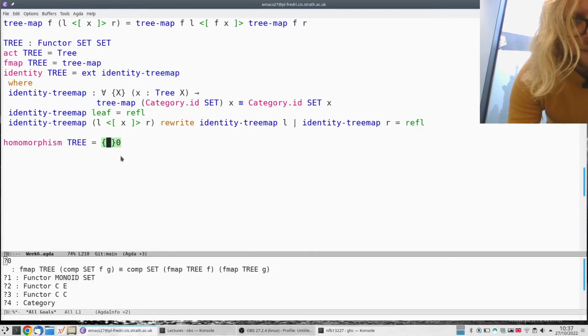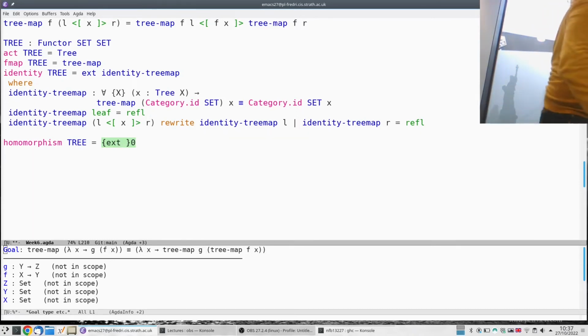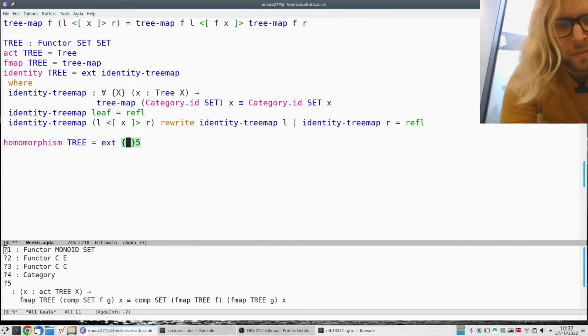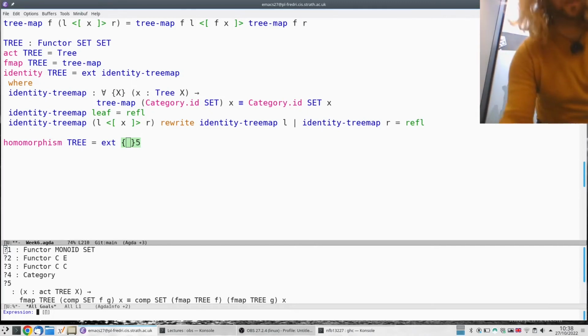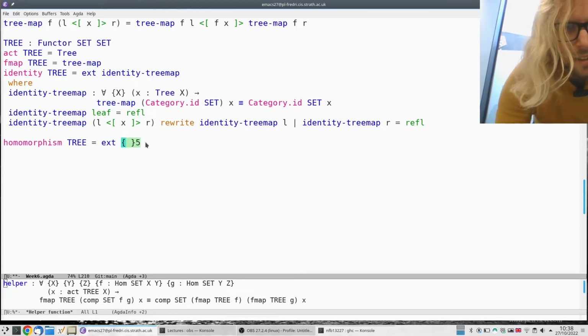Right. Okay. And the story here for preserving compositions is going to be very much the same, right? So we're trying to prove that too. Because again, these are not the same thing, right? This is a tree map of something. This is a function that composes tree maps. So if I just do Control-C, Control-H, it asks me what I want to call my function. Call it helper.